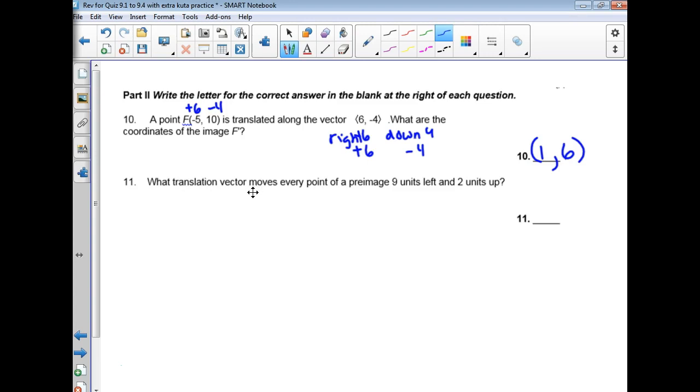Number 11, you got to just understand what it's asking you. It's really not very hard. It's just saying what translation vector. That means you got to make one of these things, a vector with the pointy brackets, telling what direction to go. It says if it moves 9 left, that would be negative 9, and 2 up, positive 2. So don't let that question confuse you just because it has this big word. What's the translation vector? We're not using the rulers now because we could set them down instead of playing with them.